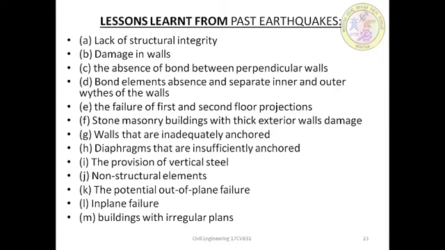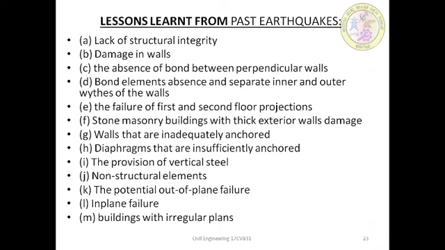Then the next one is that the highest rate of damage in the buildings has been firstly due to the failure of first and second floor projections, secondly due to failure of ornamental balconies and parapet walls, thirdly due to the failure of arches over openings, and lastly due to collapse of improperly tied gable ends. Then stone masonry buildings with thick exterior walls have also been severely damaged or collapsed because of poor construction, but they may survive or remain intact during a major earthquake when they exhibit excellent workmanship.